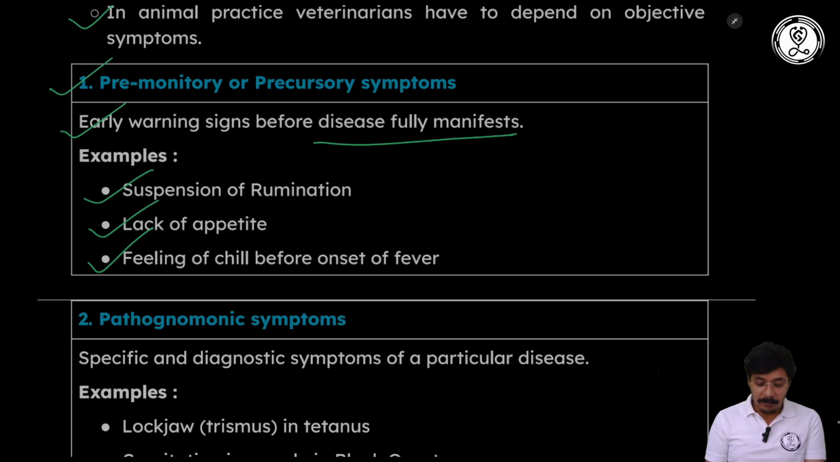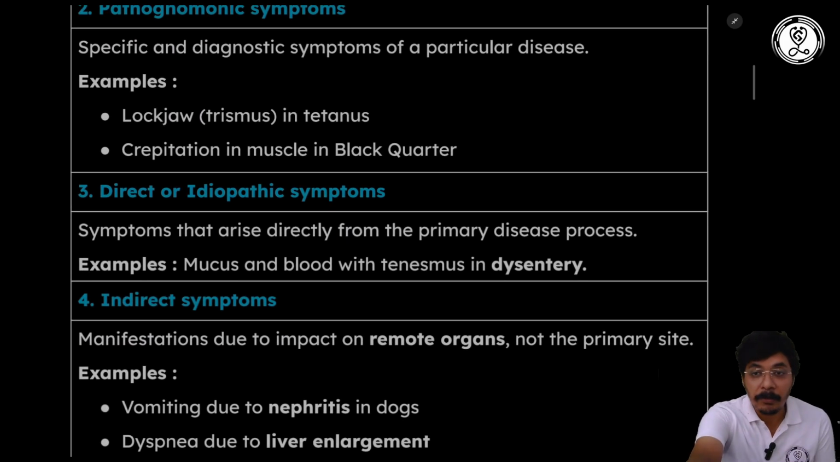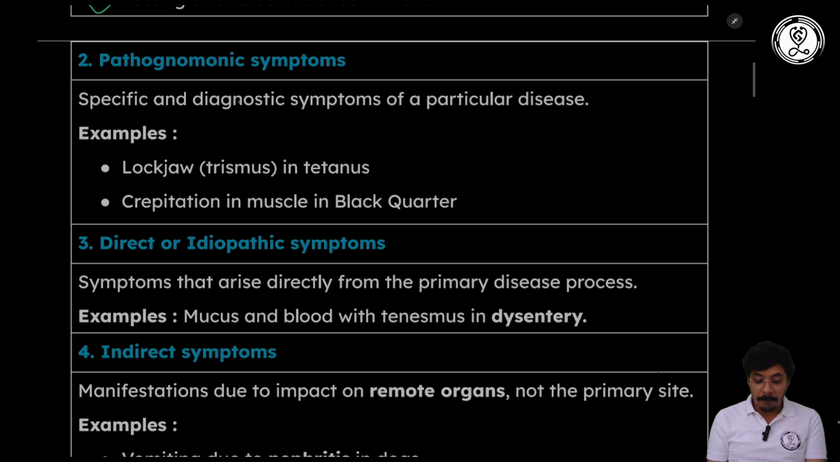Examples: the rumination will cease, the food intake will decrease, and there is a feeling of chills before the onset of fever. Now the second one is pathognomonic lesion. What do you understand by pathognomonic lesion? They are very specific and help in the diagnosis of a particular disease. For example, lockjaw in tetanus, and crepitation of muscles in black quarter.